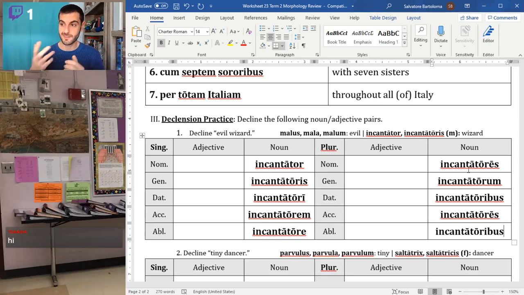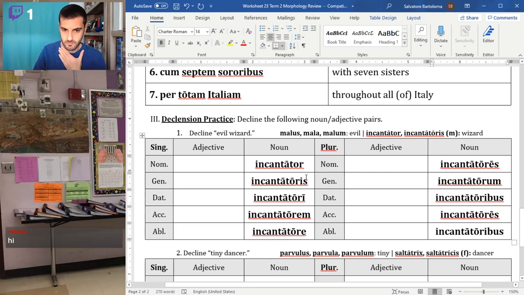Incantator, you should see the verb cantare in there. Cantare is to sing or to chant. So an incantation, right, is another word for a magic spell. And an incantator is a wizard, one who does magic.